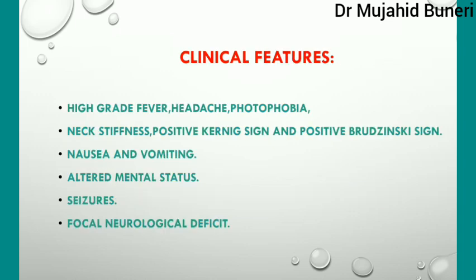Okay. Coming to the clinical features. Regardless of microbiological etiology, acute pyogenic meningitis presents with high-grade fever, headache, photophobia, neck stiffness, positive Kernig sign, and positive Brudzinski sign, as well as nausea and vomiting. Altered mental status is possible as well and can make a patient seem like they have encephalitis. Any form of central nervous system infection can present with seizures. Focal neurological deficit can occur, the most common being visual field and cranial nerve deficits.